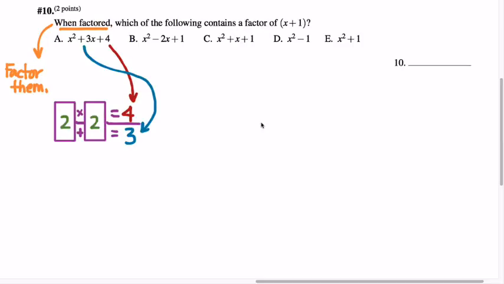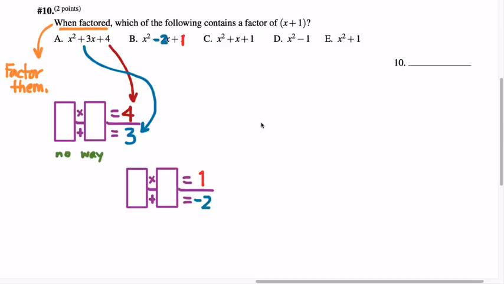So I'll try a different combination, maybe 2 and 2. But 2 and 2 also doesn't work because 2 plus 2 is not equal to 3. So we're out of luck, actually, in this example. We can't find a way to factor x squared plus 3x plus 4 using the techniques that we know. And so therefore, x plus 1 is not going to be a factor of x squared plus 3x plus 4. So that one's not going to work. And in fact, we can't factor it at all, which is kind of interesting.